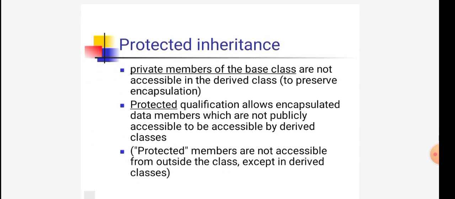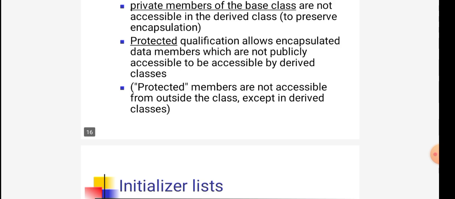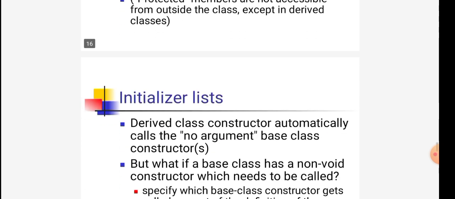Protected inheritance. Private members of the base class aren't accessible in the derivative class. The protected qualifier allows encapsulated data members, which are not publicly accessible, to be accessible by derivative classes. Protected members are not accessible from outside the class except in derivative classes.